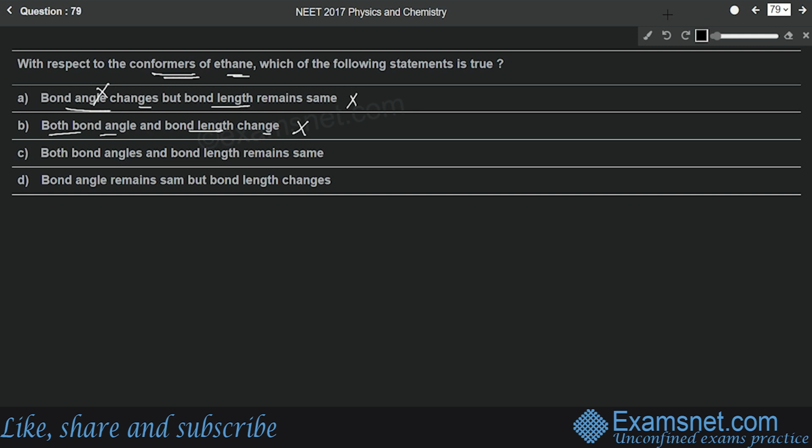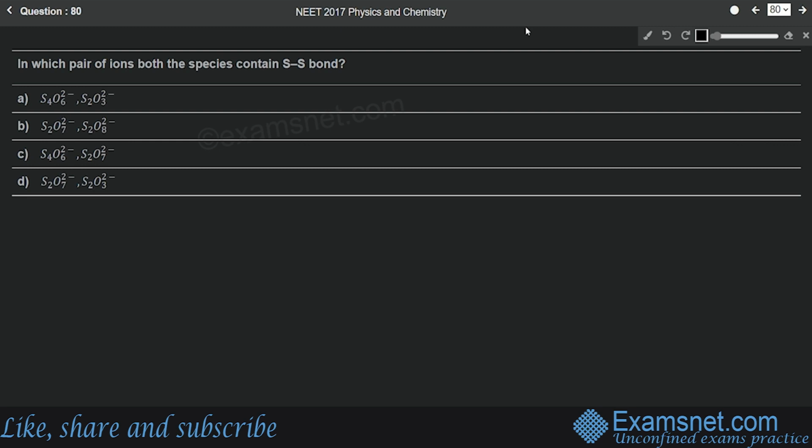Option C is both bond angles and bond lengths remain same. Now this is correct. Option D says bond angle remains same but bond length changes. Not true. Both remain same. So in case of conformation, the shape changes. Only shape changes, but there is no effect on the measurement of bond length or bond angles. Therefore, option C will be the correct answer.